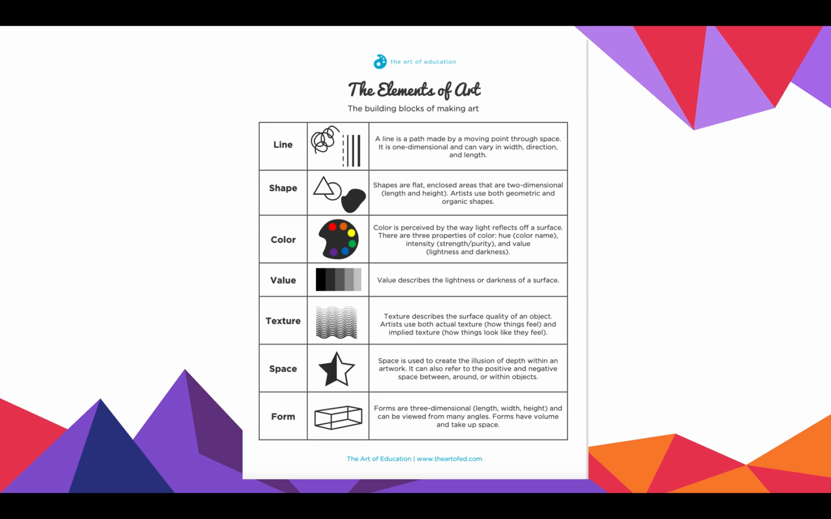We went over the elements of art today. Here is a quick review over what we went over. We went over line, shape, color, value, texture, space, and form.